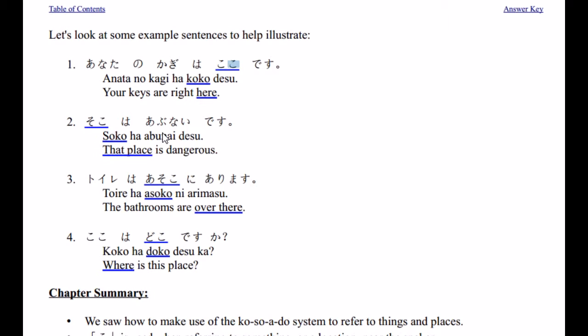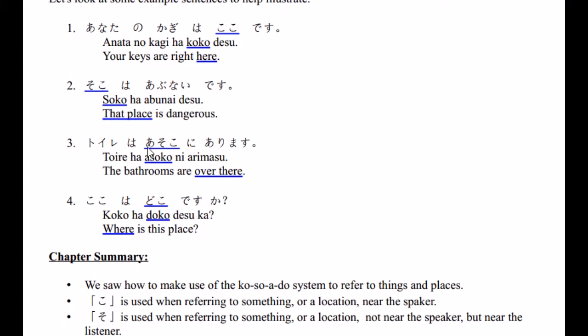Number 2, そこは危ないです. That place is dangerous. So again, remember, ko here is talking about a place. So describes something that's not near me, but maybe near the person I'm speaking to. So that place. Number 3, トイレはあそこにあります. The bathrooms are over there.